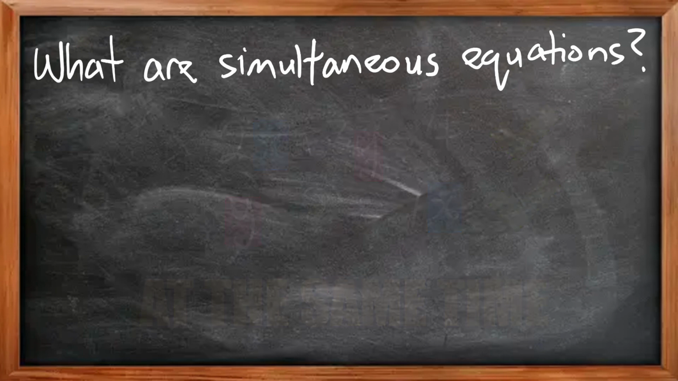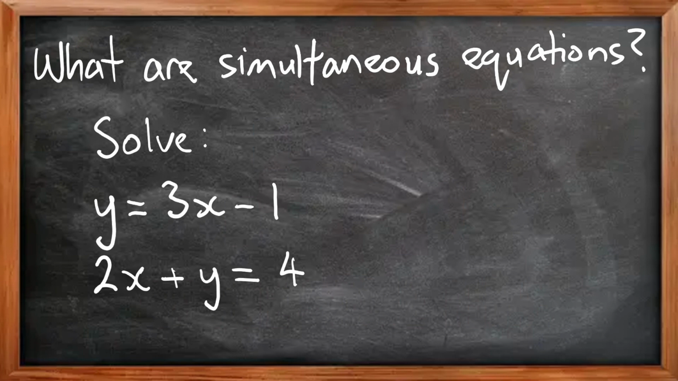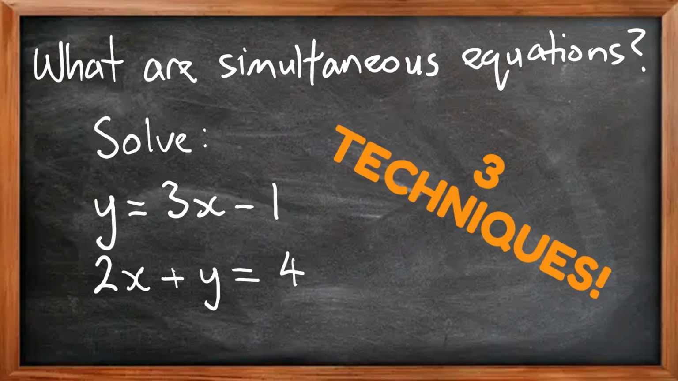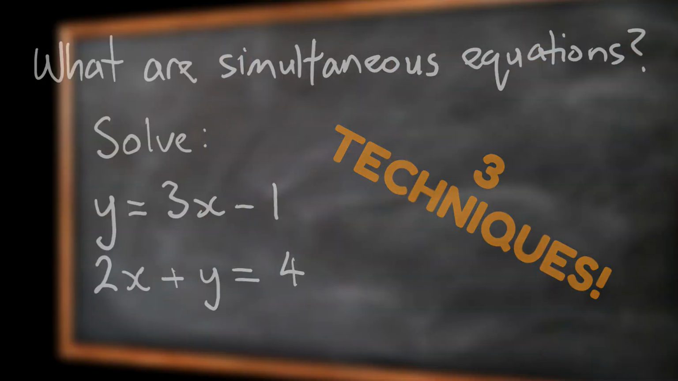Since this is a beginner's video, we will only focus on simple, linear, simultaneous equations. We will solve the pair of simultaneous equations y equals 3x minus 1 and 2x plus y equals 4 using each of the three different techniques. Let's get into it. The first technique is solving by graphing.